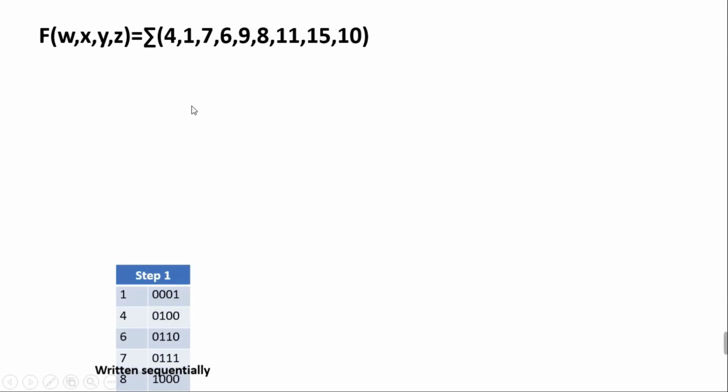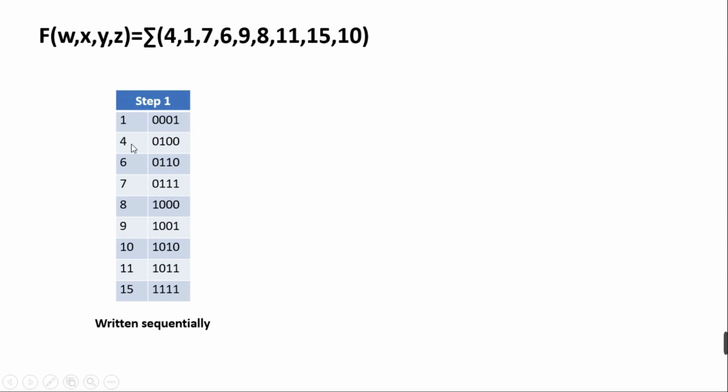At first, we're going to take our question and write the minterms sequentially in ascending order. Here the minterms are written in ascending order and their binary bits are also written alongside those numbers. The binary bits are written using 4 bits. Why did we use 4 bits? That's because the highest number given here is 15, and 15 can be represented using 4 binary bits. That's why these binaries are written using 4 bits.